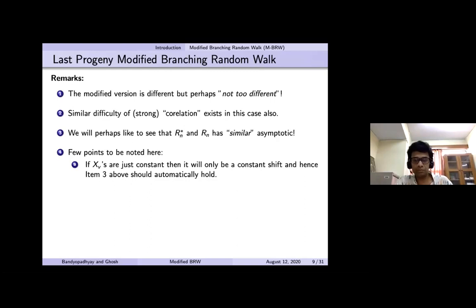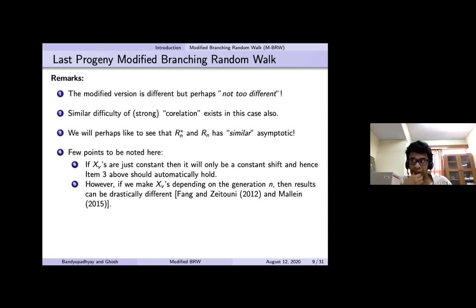However, if we make the X_V depend on the generation n, then the results can be drastically different. There has been some amount of work in that direction by various people, started by Fang and Zeitouni in 2012 and many others later on. They call it inhomogeneous branching random walk. Our model can essentially be seen as a generalization of their work if we allow these innovations to depend on n. However, we are not going to do that in this talk.